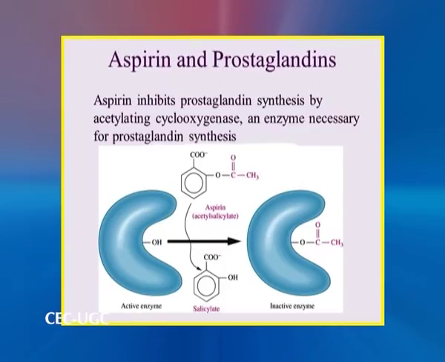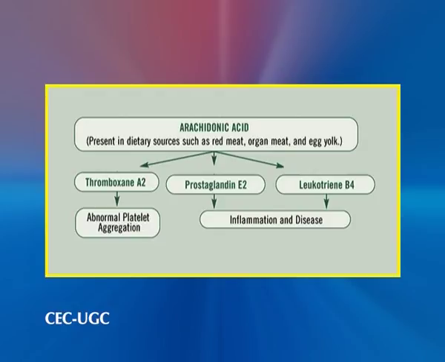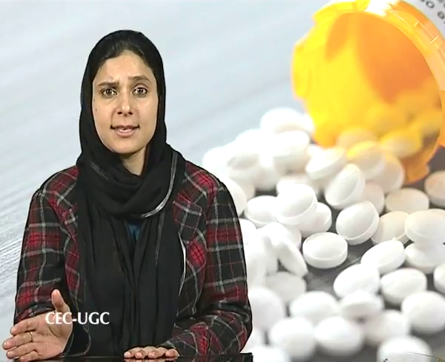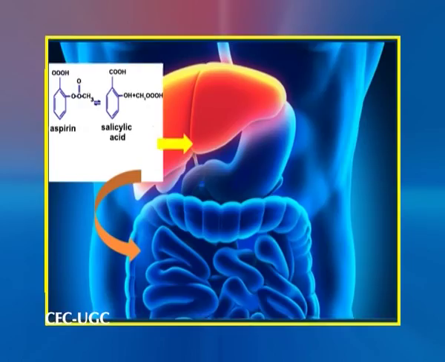Although it was intended to work as a prodrug, aspirin irreversibly inhibits cyclooxygenase, the enzyme responsible for the formation of key biological mediators such as prostaglandins and thromboxanes, by acetylating one hydroxyl group of a serine residue in the active site of the enzyme. The parent drug, salicylic acid, is a weak reversible inhibitor of cyclooxygenase. In this respect, aspirin cannot be considered a prodrug. However, aspirin is rapidly hydrolyzed in the intestinal wall and liver as well as in the blood to salicylic acid, which means that it acts in fact like a prodrug.